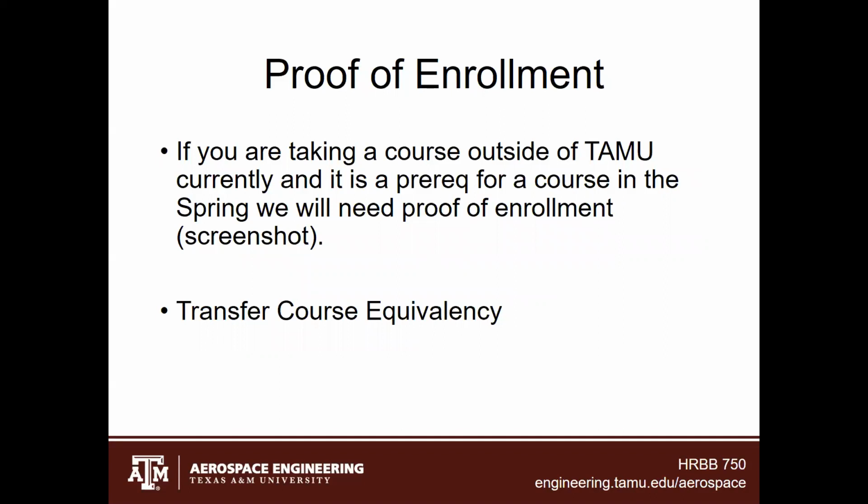Okay, if you're taking a course outside of A&M currently, and it's a prereq for a course in the spring, we will need proof of enrollment or proof of grade. Okay, if it's something that you've already completed, you can submit a screenshot. All right. If you're taking something outside of A&M or you want to take something outside of A&M, please use the transfer course equivalency to make sure that you are taking the proper course. Do y'all all know how to use the transfer course equivalency? Are y'all all past that level? I know I got some sophomore honor students, so. Okay, if not, ask an advisor or there's instructions in Howdy.